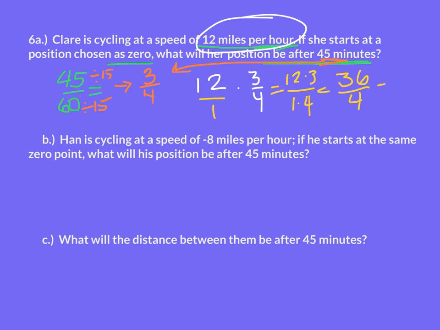36 divided by 4 is, of course, 9. So what is her position after 45 minutes? It is 9 miles.